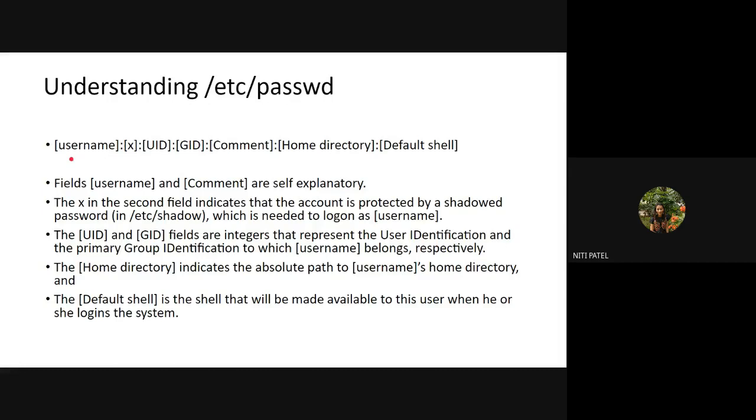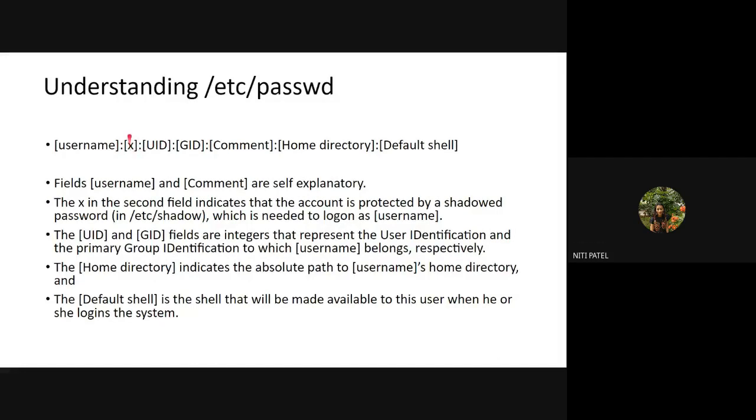Okay. Now what is this X, which is the second field? It shows that your account is protected inside your /etc/shadow file. So this X indicates what? Whatever information is there in this file, the same copy of the information is encrypted and stored in a protected format. But where is it stored? It is stored inside the /etc/shadow file. So this X means it is protected.